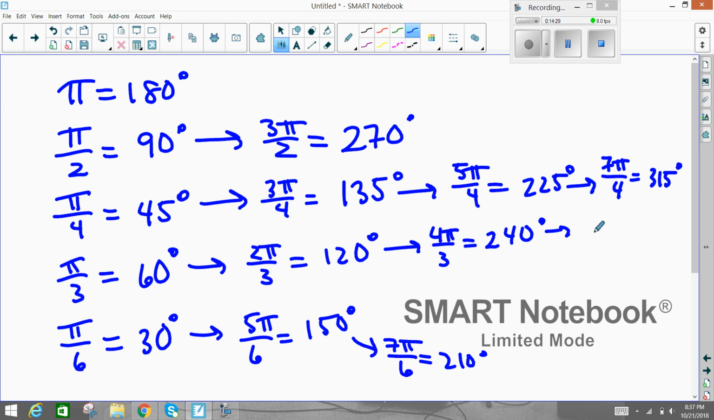Okay, so there's 5 pi over 3. That's going to equal 5 times 60, which is 300 degrees. And lastly, there is 11 pi over 6. It's always hard to write. You have so many sticks going on. So 11 pi over 6 is 11 30s, which is 330 degrees. Okay, it's a little lesson on radians and refreshing your memory on special triangles.